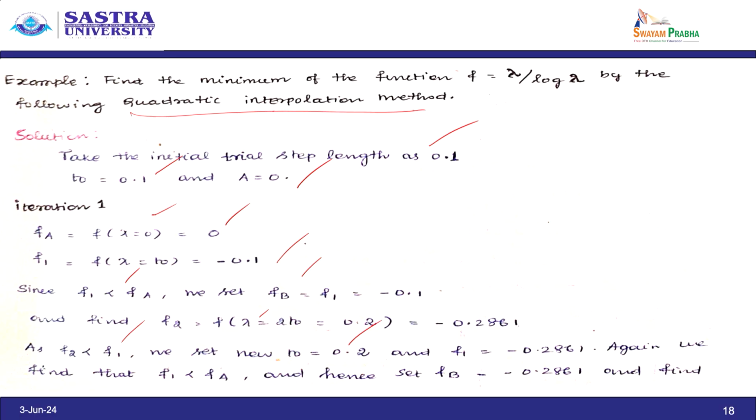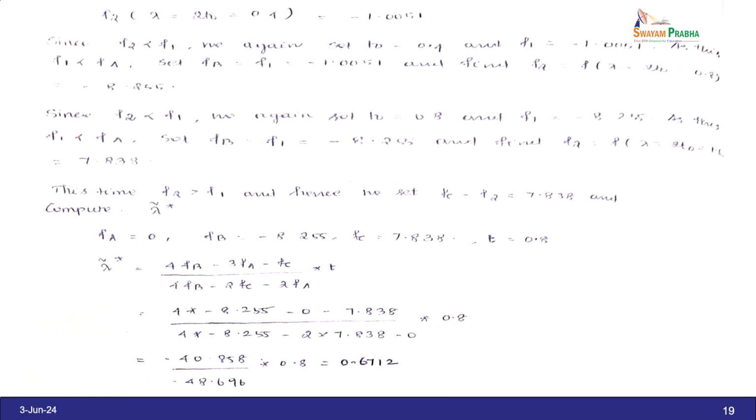Again compare F1 and FA, F1 is less than FA and hence FB equal to minus 0.2861, and find F2. F2 is lambda of 2 T naught. T naught is 0.1, you substitute it so that lambda equal to 0.4 will come.